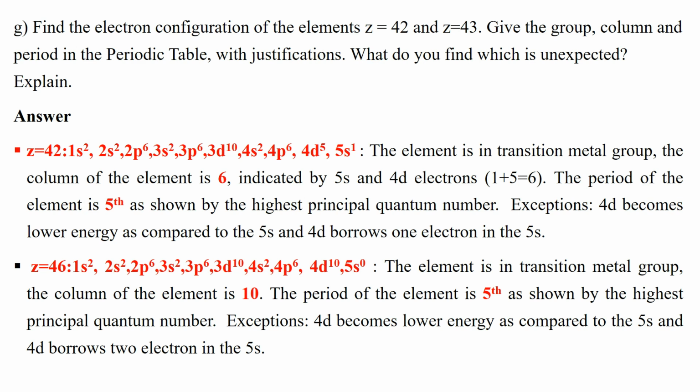You can see that 4d borrows 2 electrons from the 5s. The 2 electrons in the 5s have been taken by the 4d. Then the column of the element is 10. The element is a transition metal, column 10. Then the period of the element is 5 because we count n, the last n is 5.